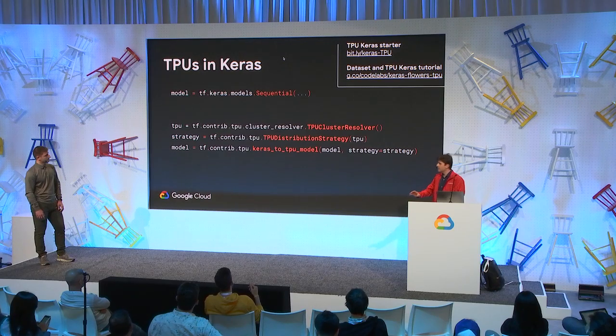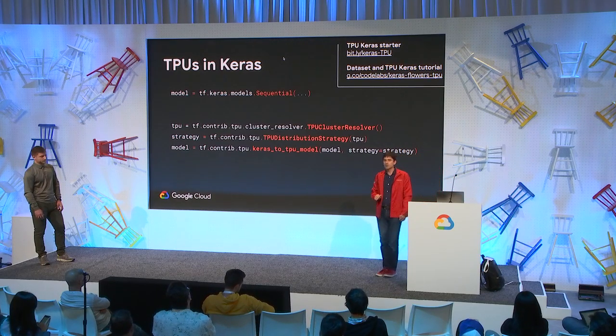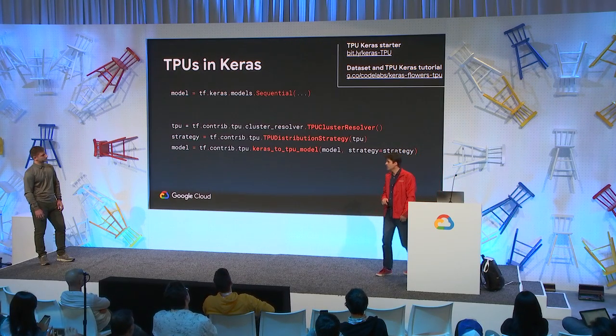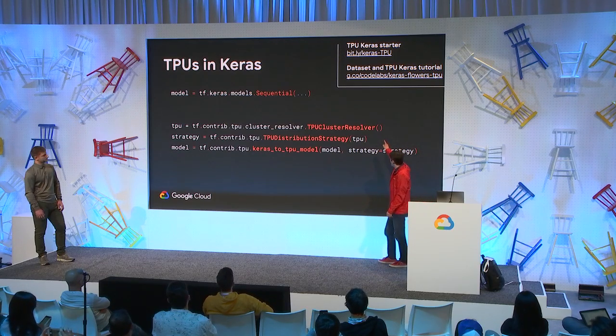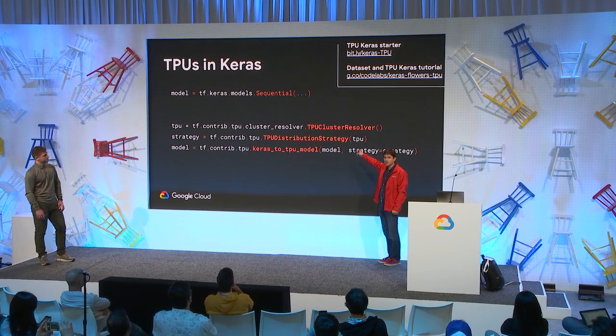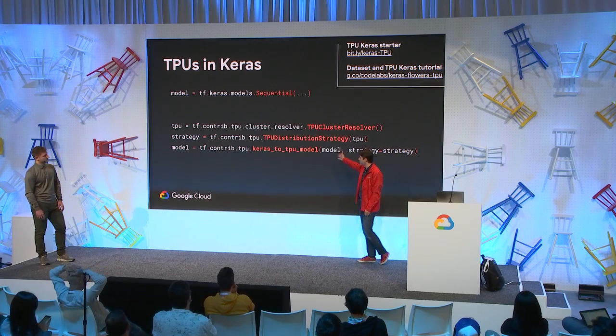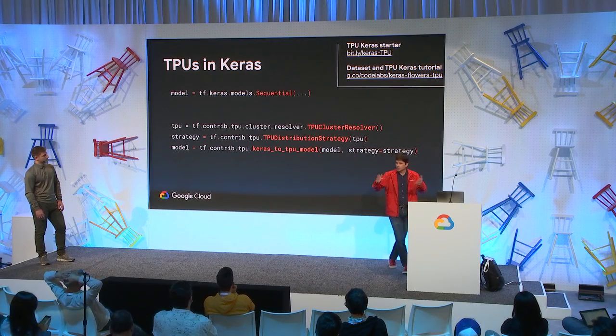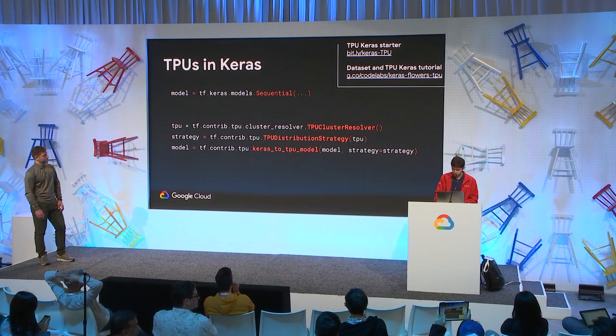So, just to recap, this is how you use TPUs in a Keras model. 3 simple lines: find your TPU, define a distribution strategy that uses that TPU, and then Keras to TPU model to get a model that you can train, and when you train it, it will run on TPU.